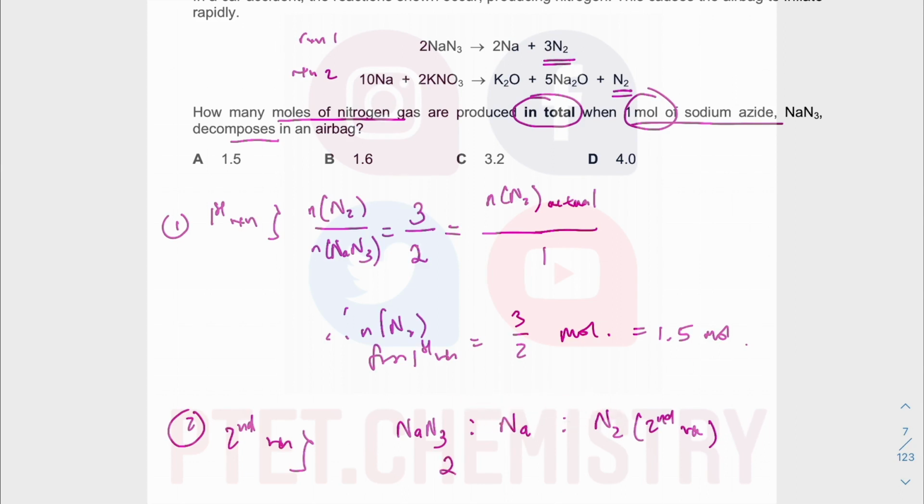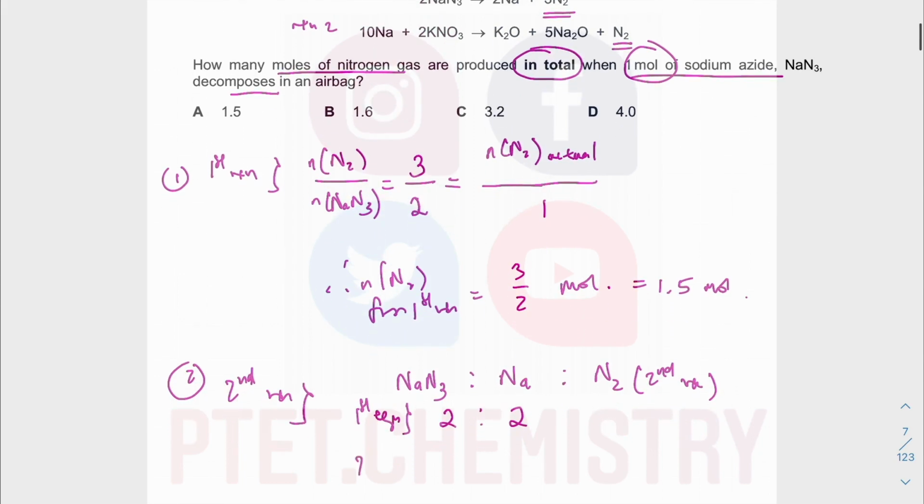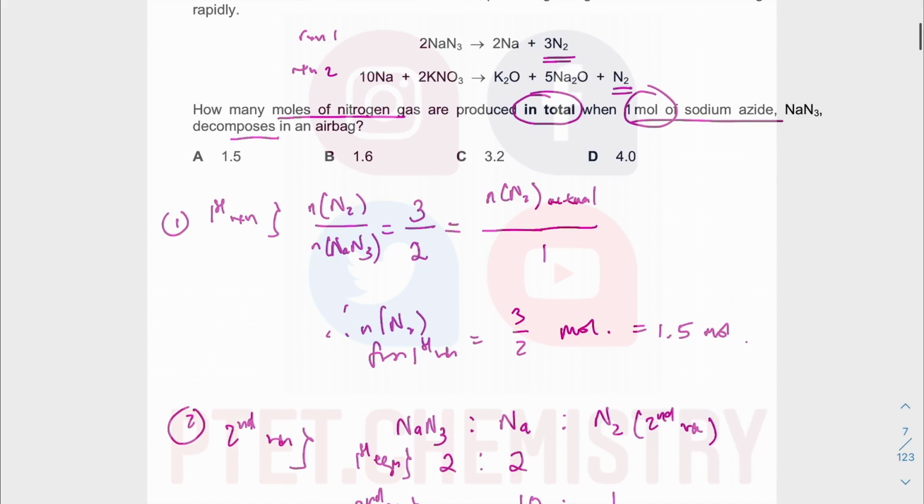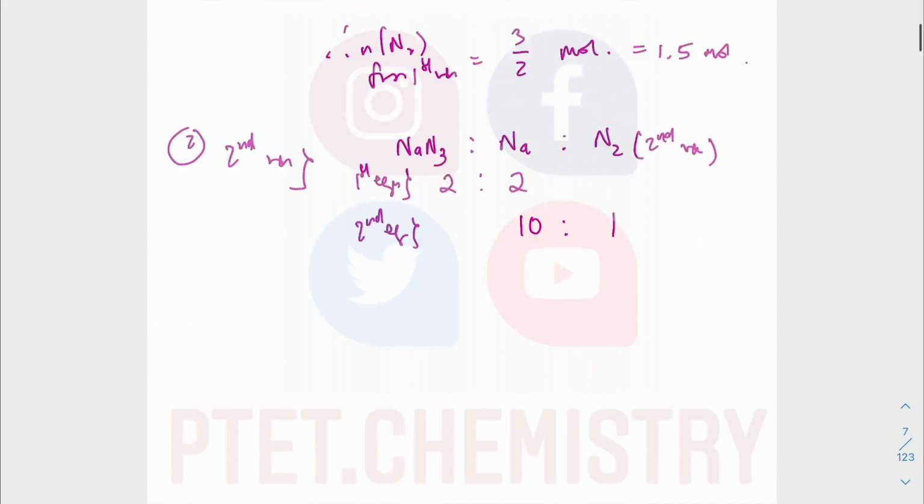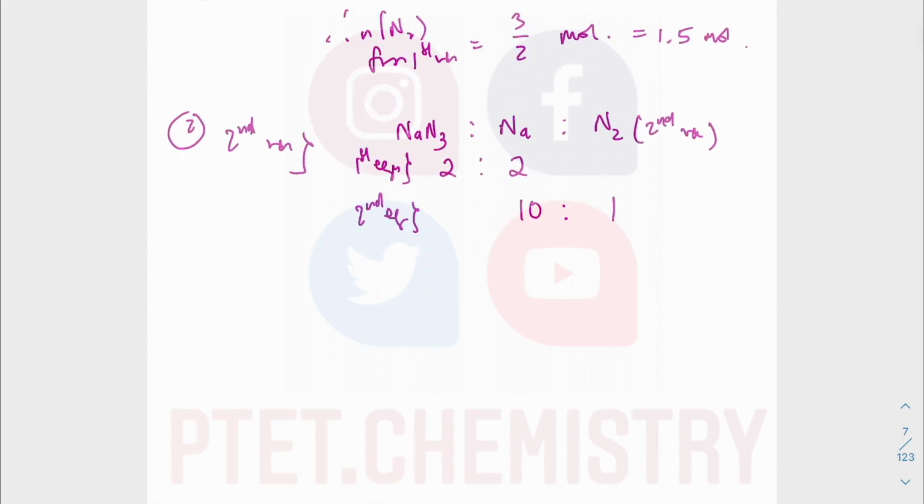Without working out the mole of Na, I'm going to use mole ratio to skip that part here. So 2 mole of NaN3 gives me 2 mole of sodium. That is from the first equation. Okay, so from the second equation, 10 mole of sodium gives me 1 mole of nitrogen. Now you have a dilemma. This is 2 and 10. They are not the same. Therefore, you cannot combine them together.